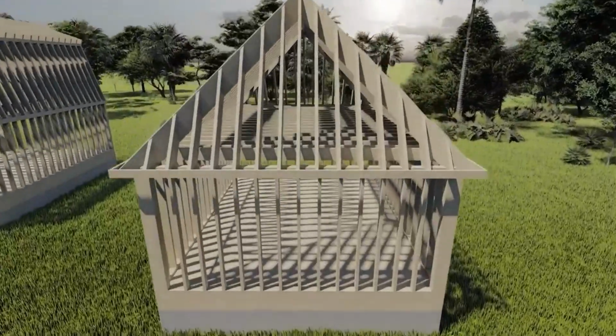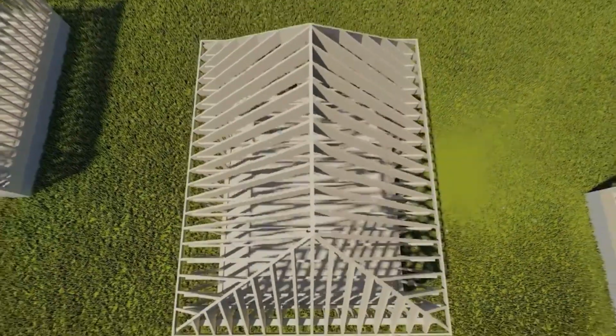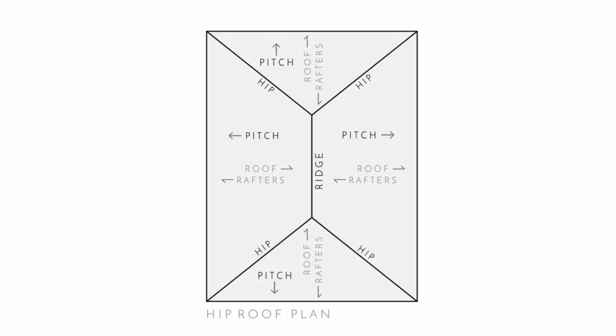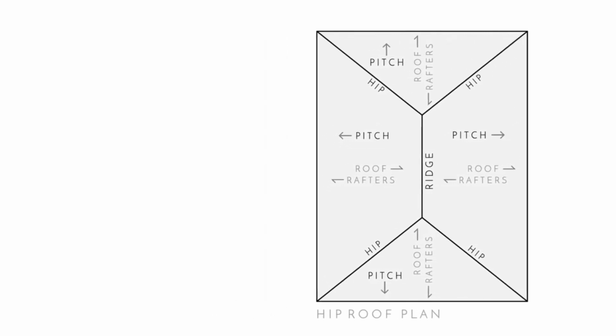Okay, so looking at the hip roof plan, you can see there's a ridge running right down the middle, but unlike the gable, it doesn't extend all the way to the exterior walls. These four hip beams then connect to the end of the ridge, and the roof rafters run away from the highest point in the roof, as well as the pitch.